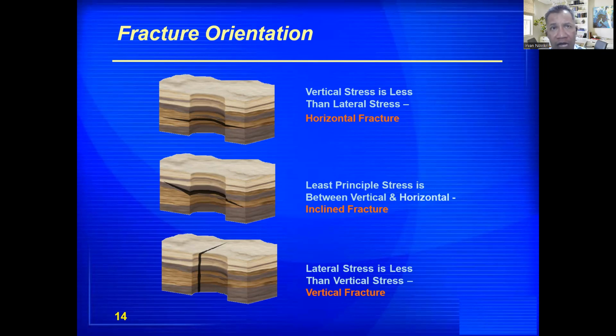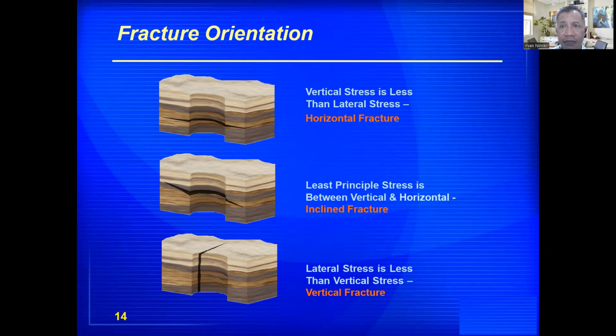Several years ago, a lot of people didn't think that a fracture could actually turn horizontal, but because of microseismic and some mind-boggling things from nature and testing, we actually know now, especially in shallow wells, less than 2,500 feet, in many cases, fractures are almost horizontal. If the least principal stress is between the vertical and horizontal, then you actually get an inclined fracture.